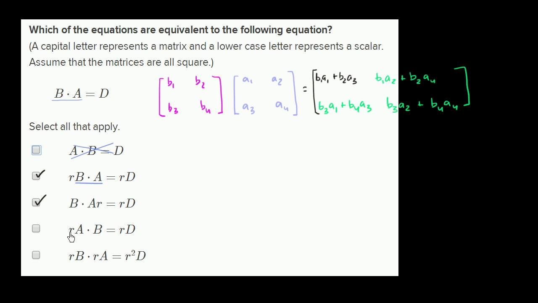Now here they're taking R, and it's A times B. So they are fundamentally changing the order of the matrix multiplication. Matrix multiplication is not commutative. So we can rule this one out.